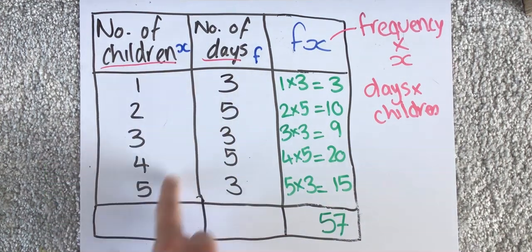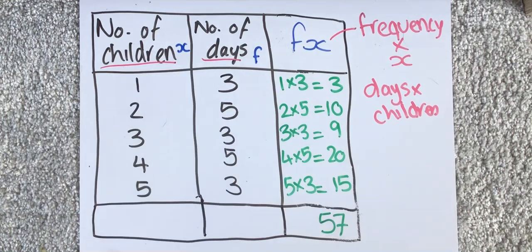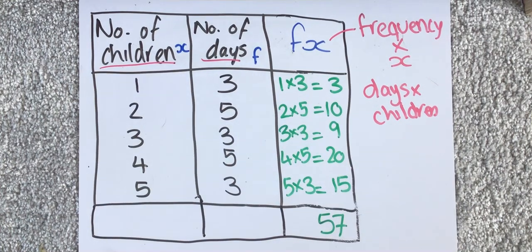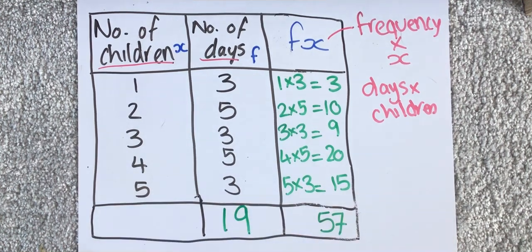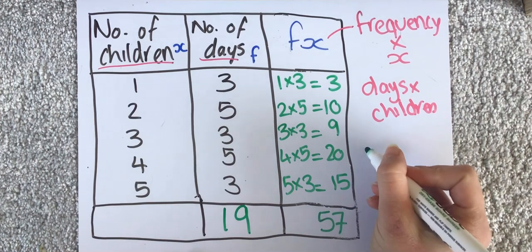The other thing I need to add up is my total frequency. Ignore this column, it's my frequency column. So I'm going to do 3 plus 5 plus 3 plus 5 plus 3, and I get 19.